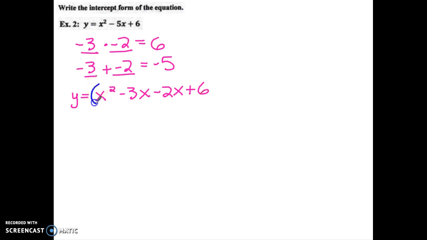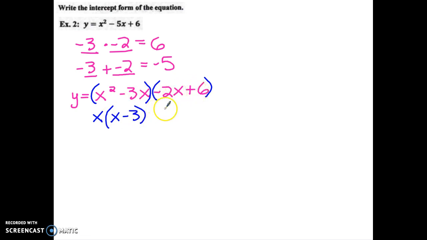Now to finish this up, remember we have to put parentheses around our sets of terms. Now what do these two terms have in common? They have an x value in common. So x squared divided by x gives us x. -3x divided by x gives us -3.